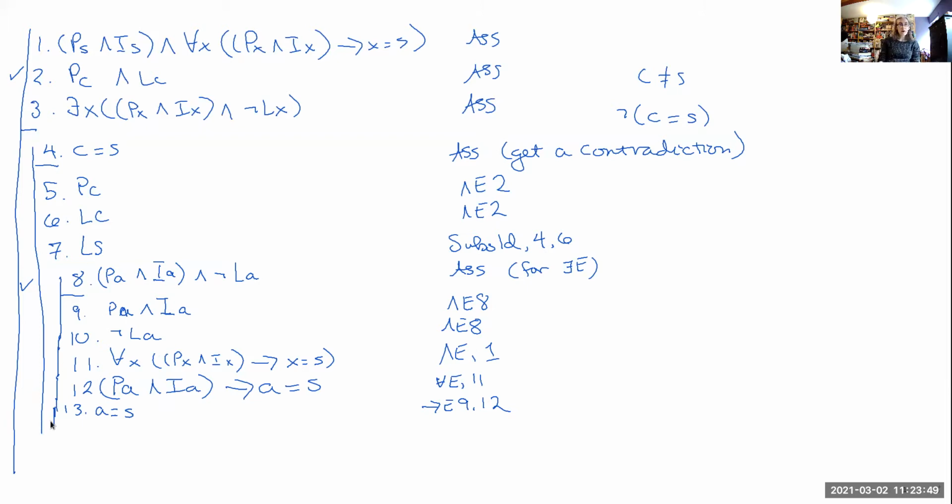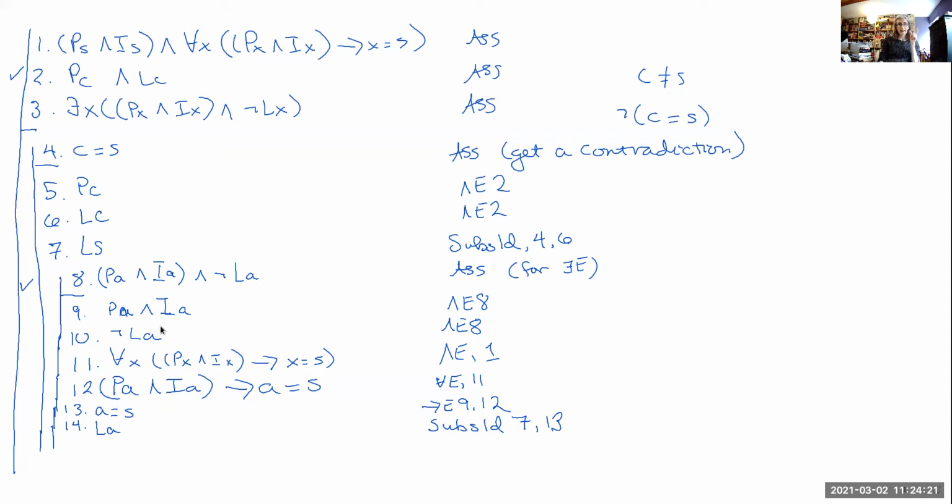In particular, at line 14, I can say if A equals S, well, then I have LS up here. I can do a substitution and get LA. So substitution of identity, lines 7 and 13, LA. But this is a contradiction with not LA up here.